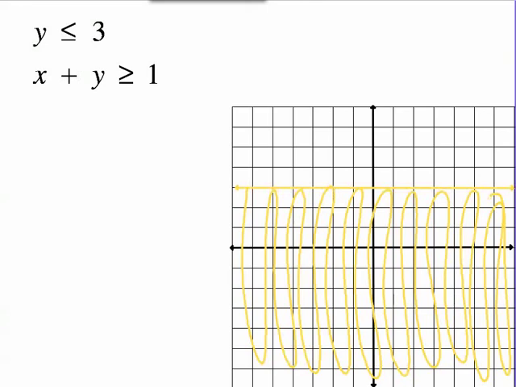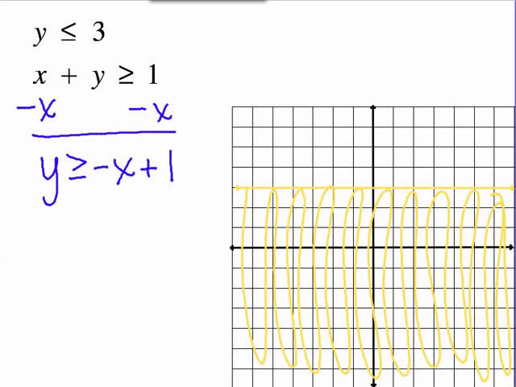Okay, let's look at the next one. Once again, we're going to want to pick a little darker color. Now I've got to find my slope and my y-intercept, but I don't have that, so what do I need to do? Subtract x and put that in slope-intercept form. When I do that, I'm left with y is greater than or equal to negative x plus 1. What is my slope going to be here? Negative 1. What is my y-intercept? 1.